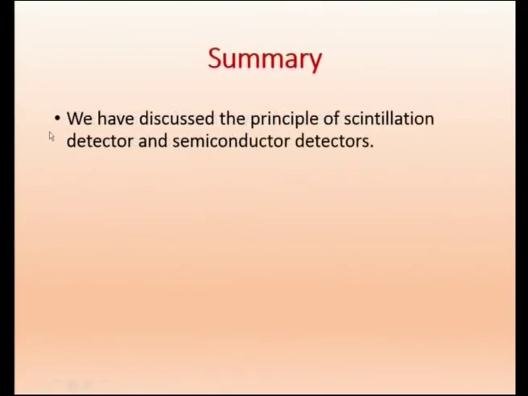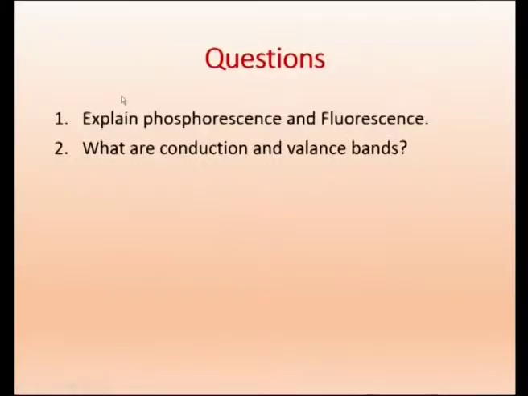So we have been discussing the principle of the scintillation detector and the semiconductor detector and the advantages of these things. Next, the semiconductor is only a starting point. We have another type of semiconductor detector, the PN junction diode detector. We will be continuing with that in the next class, and we will have a few questions for the day.